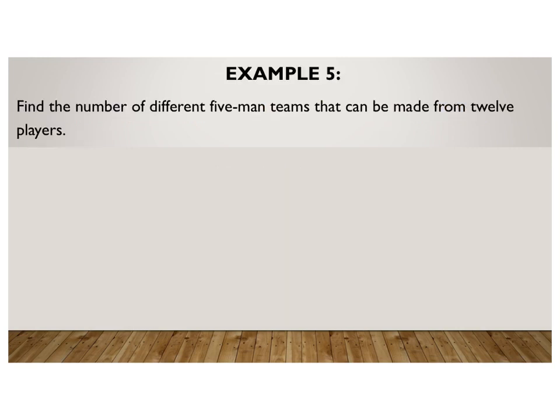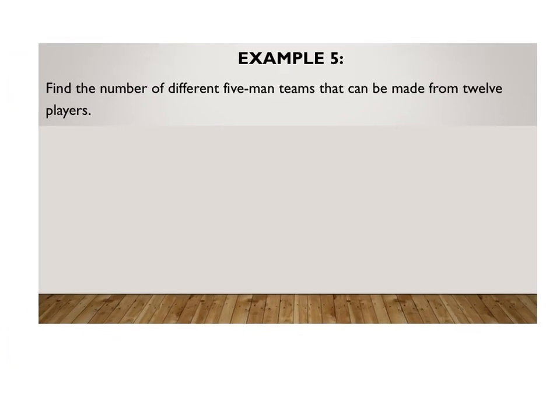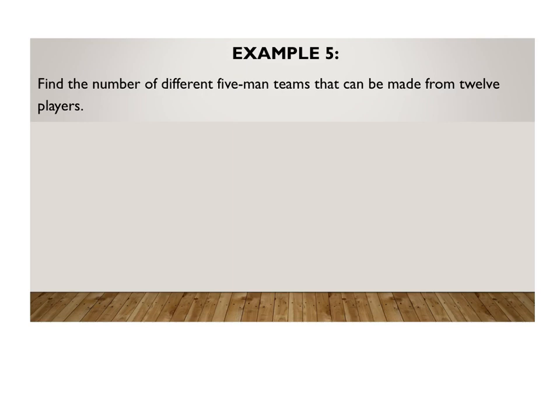Now, practice a little bit with combinations. Find the number of different 5-man teams that can be made from 12 players. I have 12 players, and I'm going to take combinations of 5. I put this in my calculator. That was number 3 on the probability screen. Well, let's look at the math behind it first.